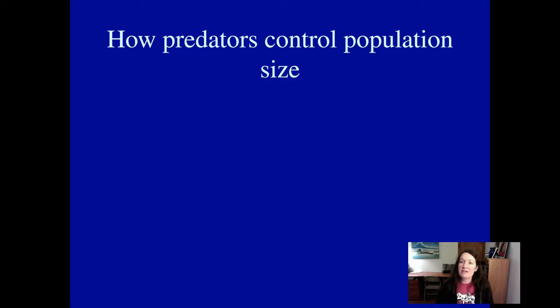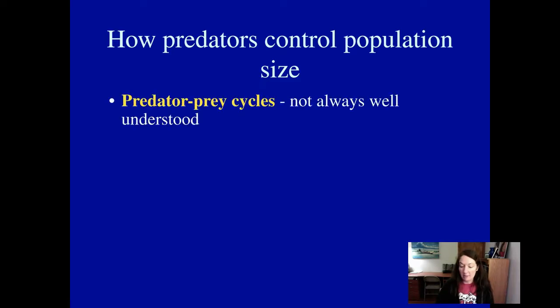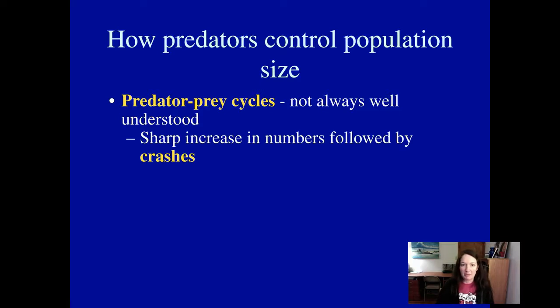Predators are a very important part of ecosystems. They help to control the population size of all the species below them. Predator-prey cycles are not always perfectly well understood, and there's actually a few different ideas about how the predator-prey cycles contribute to population control. But what we normally see is a large increase in numbers of prey, and then the predator will rise after that, and then you have these crashes.